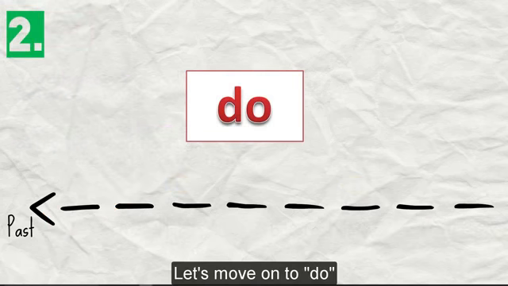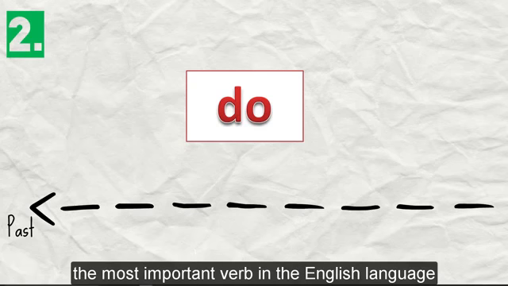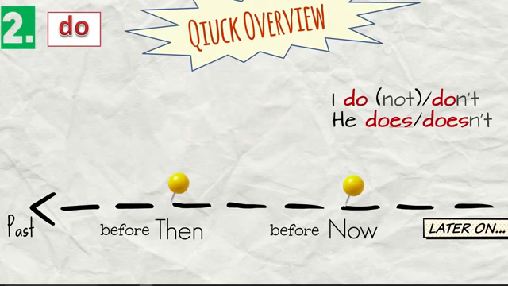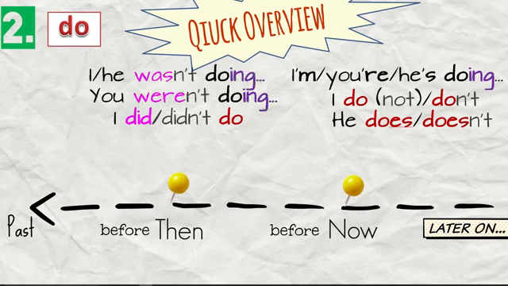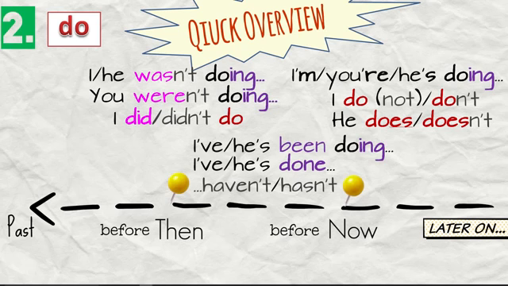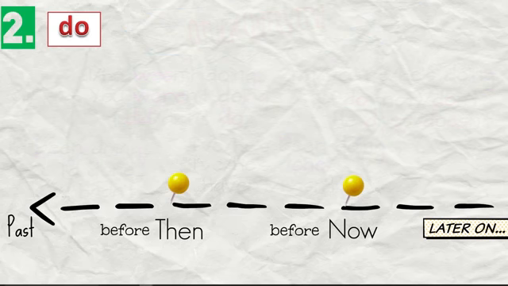Let's move on to do. We may say it's the second most used or the most important verb in the English language. So let's have a quick overview. So for example, we'll say I do or I don't, he does, he doesn't, I'm doing, you're doing, he's doing, I did or didn't do, I was doing or you were doing, or the negative, I wasn't, you weren't doing. I've done, he's done. I've been doing, he's been doing. I'd done, or I hadn't done. I'd been doing.